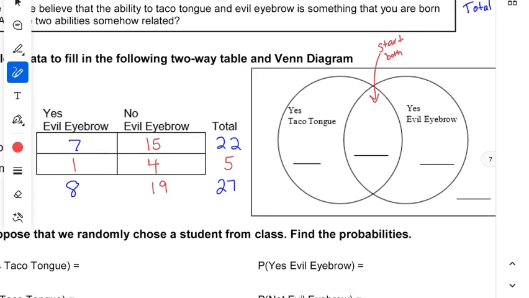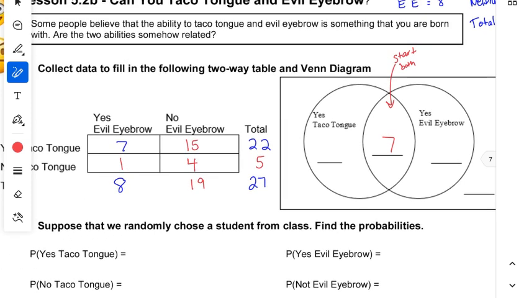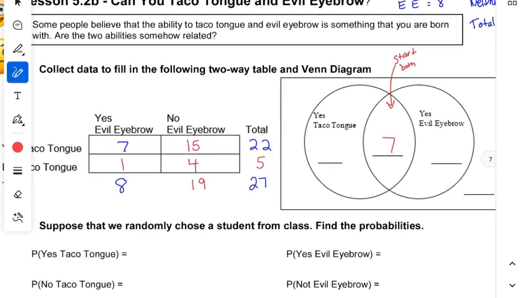So that would be found on the two-way table top left. So that'd be 7. And then that whole circle on the left represents yes, taco tongue. So we have a total yes, taco tongue of 22. But 7 of them are yes, evil eyebrow. That's the overlap. So then over here would be yes, taco tongue, but no evil eyebrow. That'd be the 15, because all together I have to add up to 22. And so then the yes, evil eyebrow, but no taco tongue is just the 1. Yeah, because it adds up to 8.